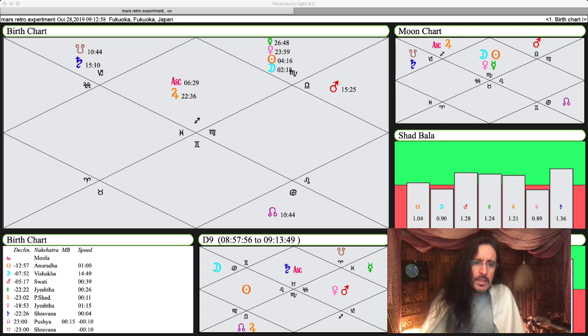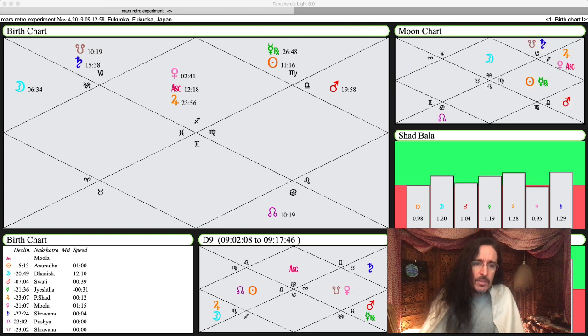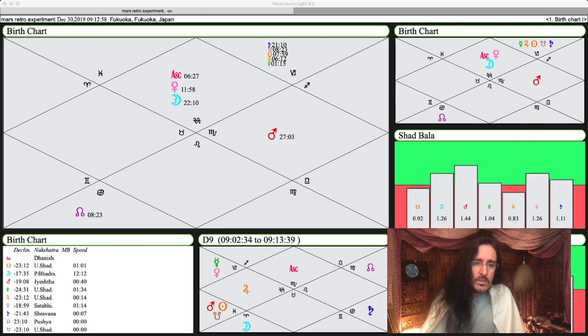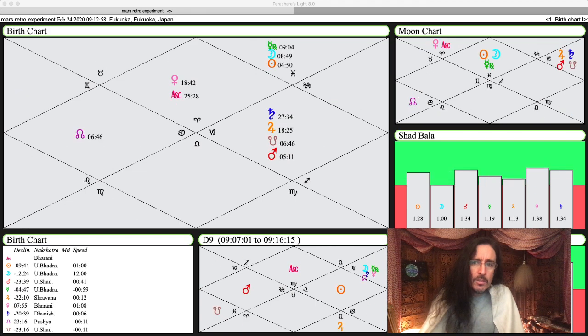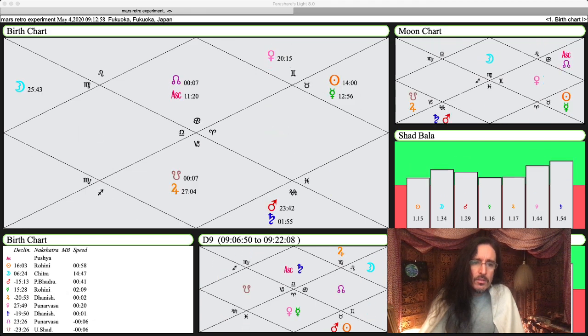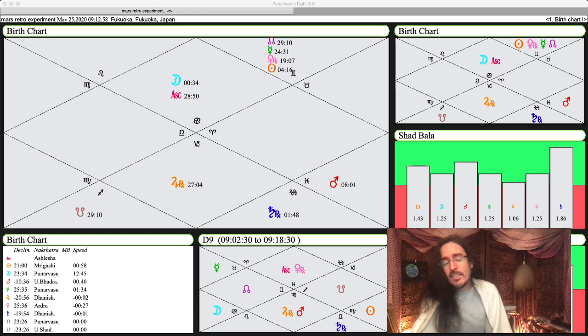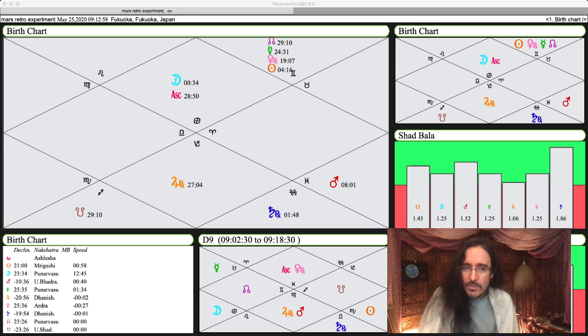Mars' speed is now 39 minutes per day. Still 39. Now it's 40, so it's increasing its speed. 41, 42. Now it's slowing down again. So as we get to May, it's slowing down again. So we're going to get a prediction out of this, actually. That means we'll need to do one more to see if it's accurate.